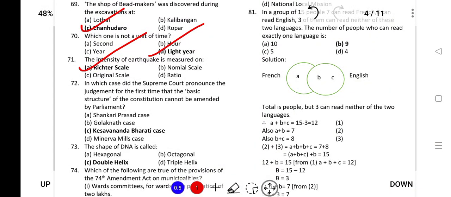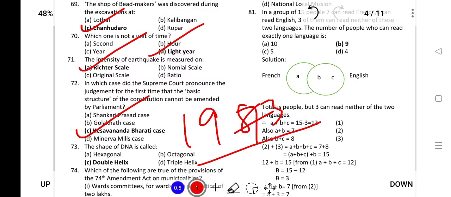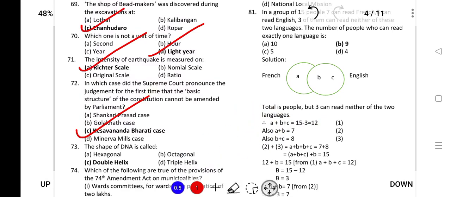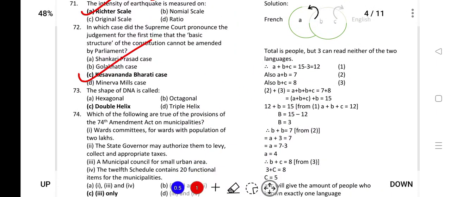In which case did the Supreme Court pronounce the judgment on the basic structure for the first time? The Kesavananda Bharati case, 1973. Next, the DNA double helix.